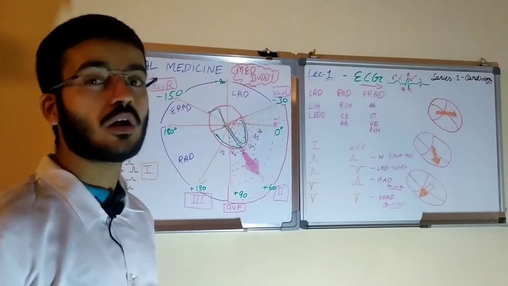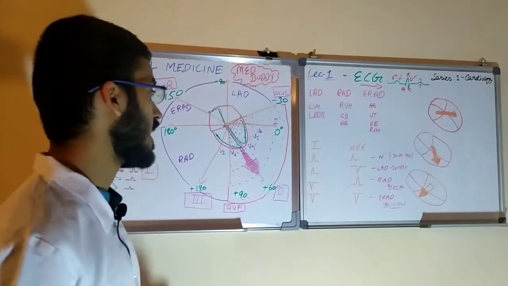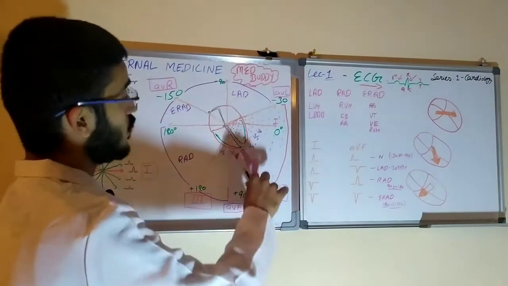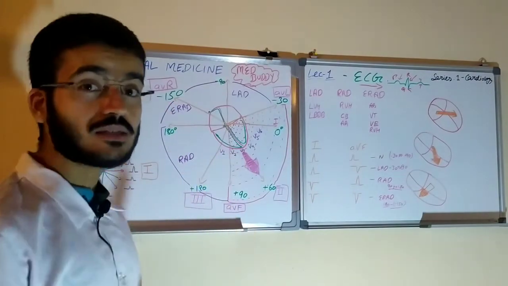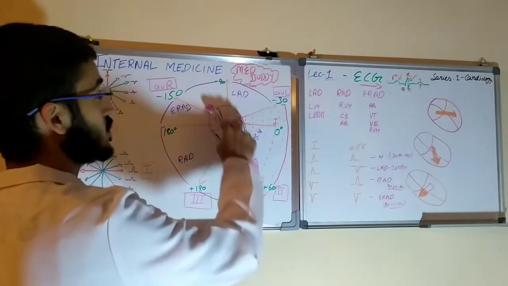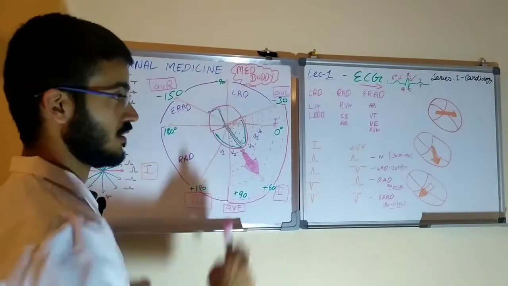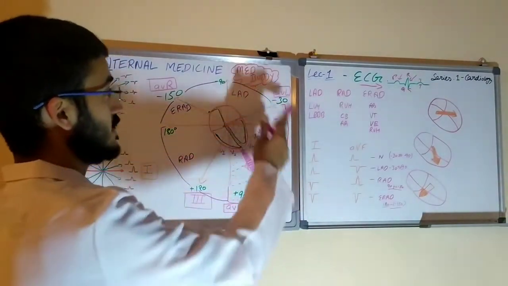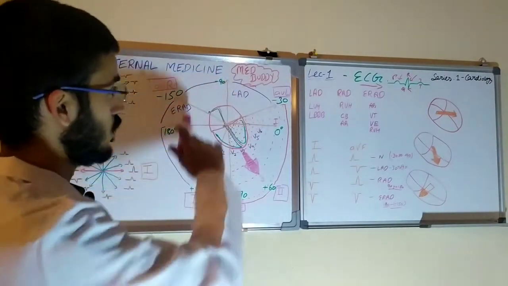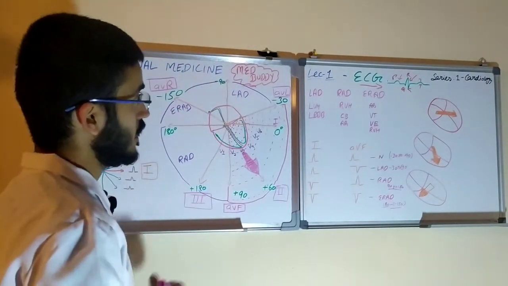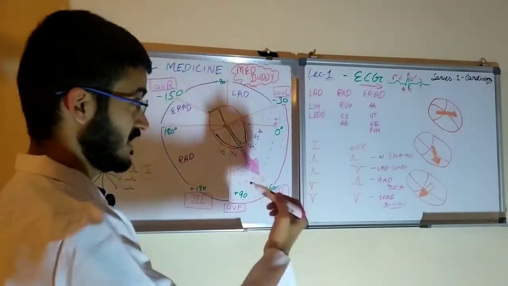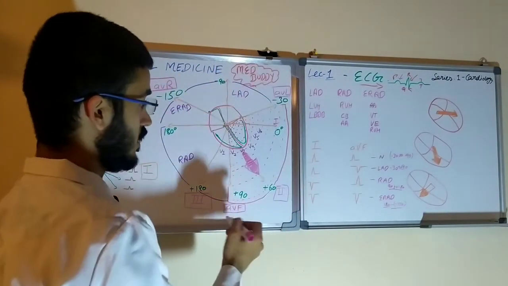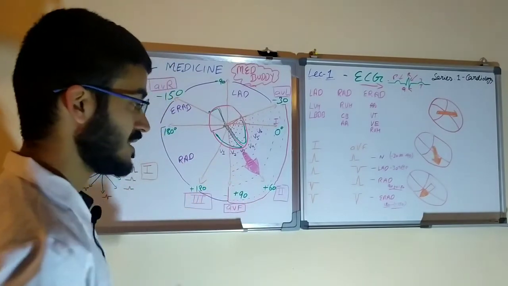The direction of the overall current vector that is produced by the myocardium and tissues of the heart is called the cardiac axis. It is the direction of the overall vector of the heart. And what is the normal cardiac axis? When we see it in a circular graph, we can see that the normal axis of the heart lies between -30 and +90 degrees.